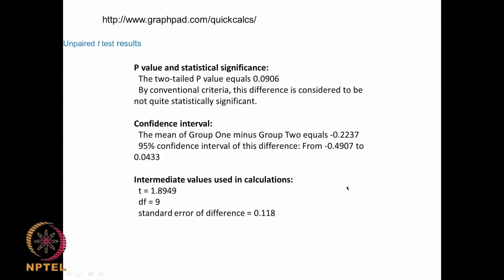Because the t calculated and t table are very close to each other, some software may say it is not statistically significant, some software may say statistically significant. So especially you need to watch out if the t calculated and t table are very close to each other. It is better to do more experiments to have more confidence in your conclusion.